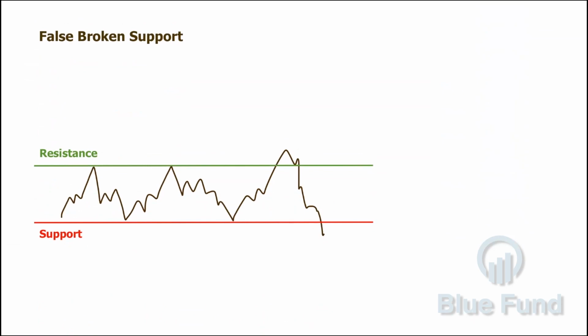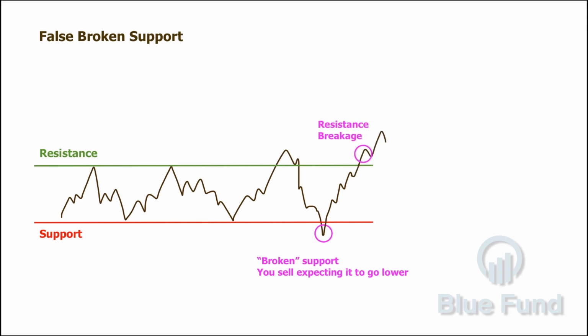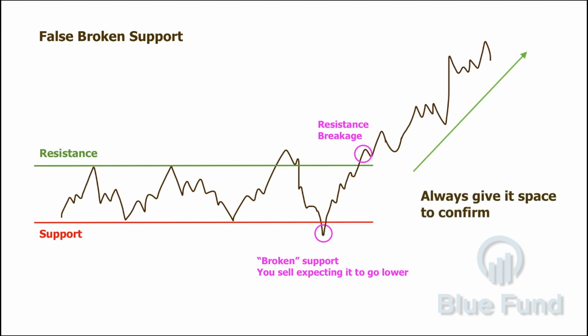Imagine that you give in to the signal of the support level being broken. Therefore, you sell your assets in order to buy them back cheaper after the drop is over. But then, suddenly, it bounces back to new highs and even breaks the resistance level, going up like crazy. And you absolutely miss this ride because you haven't given enough space for the breakage to confirm.